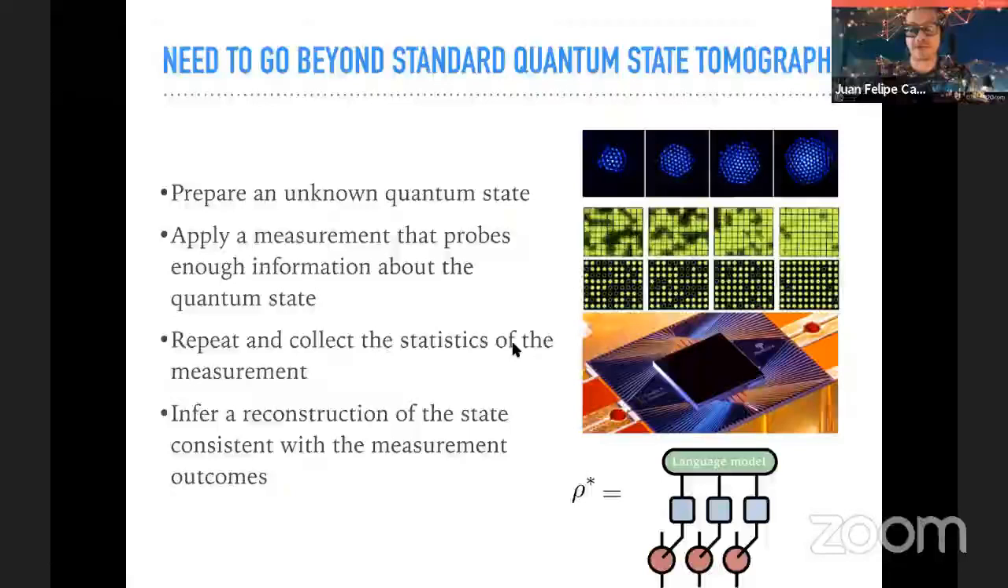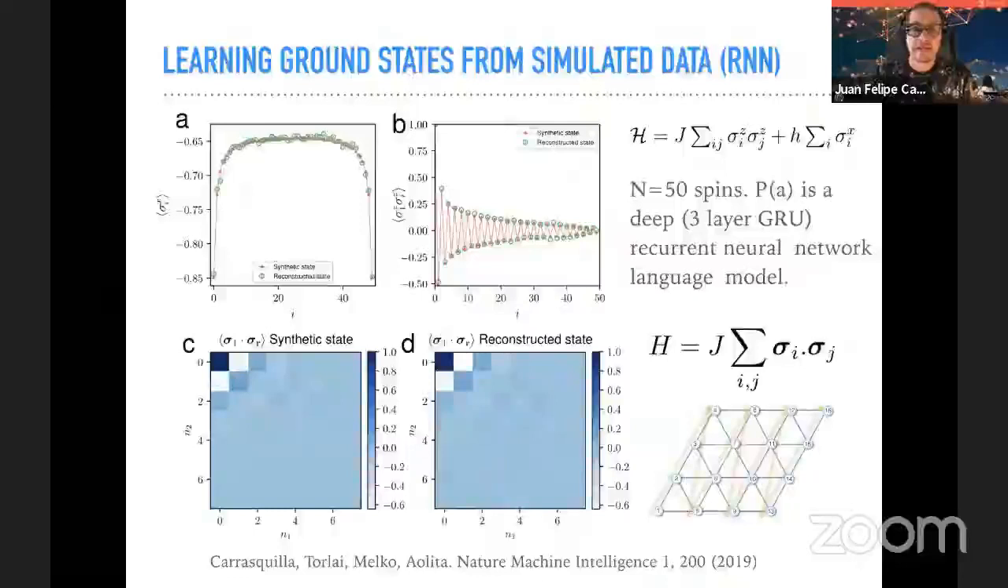So in quantum state tomography, what you do is you prepare an unknown quantum state, you apply a measurement that probes enough information about the quantum state, and you repeat. So you collect the statistics of this measurement, and you infer a reconstruction of the state by doing that, right? So we fit a probabilistic model to the outcomes of the experiment. So that's how it works in principle.